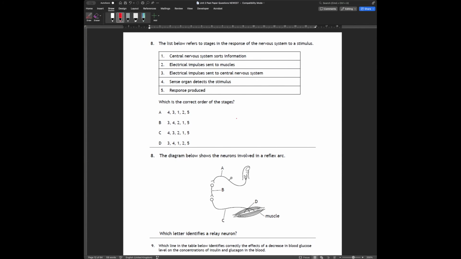Number 8 here, it says the list below refers to stages in response of the nervous system to a stimulus. We have to put them into the correct order. So we've got 5 stages, correct order. First thing we're going to have to do is detect a stimulus.